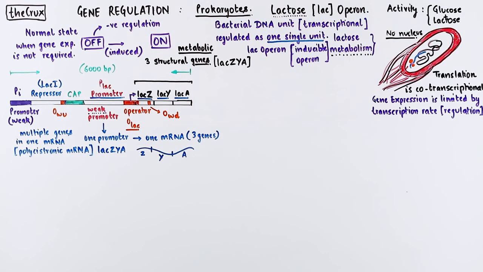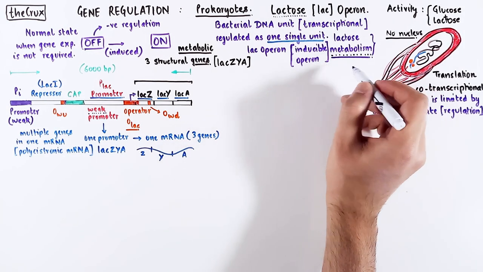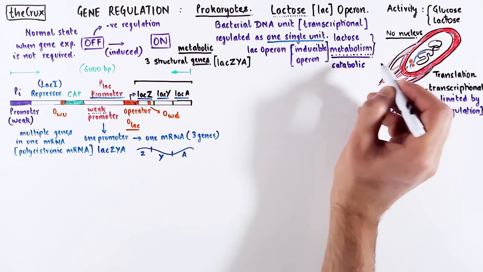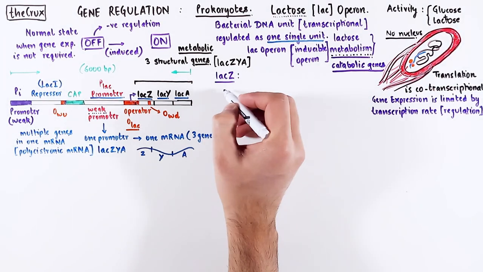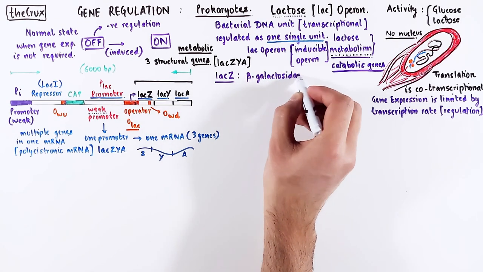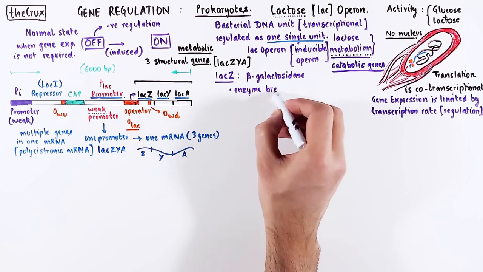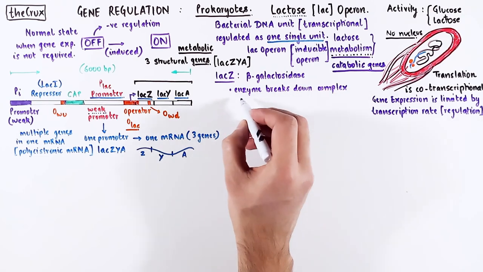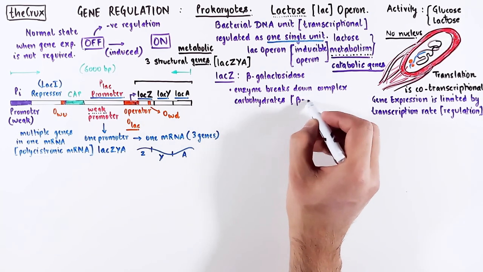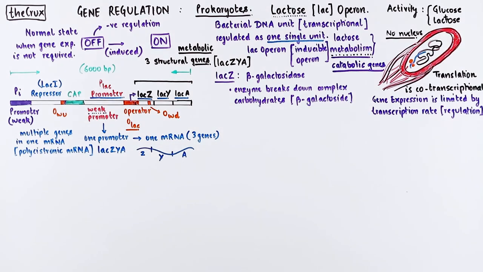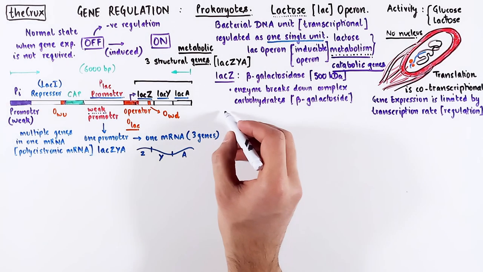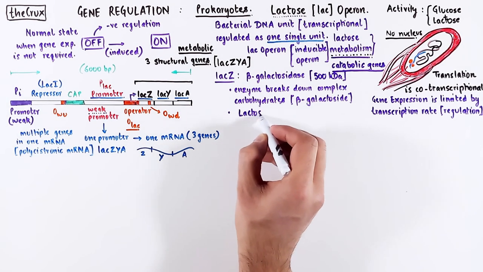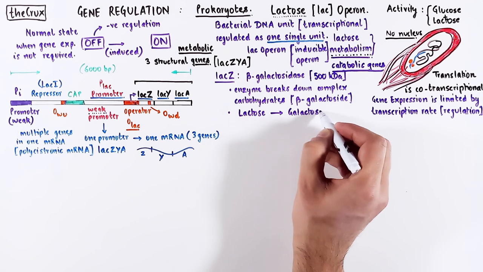Let's now take a look at these three genes. Since we said that these three genes are involved in lactose metabolism or lactose breakdown, these genes are catabolic genes. The first one, LacZ, encodes for a beta-galactosidase, which means that it codes for an enzyme that breaks down or metabolizes complex carbohydrates, specifically the beta-galactosides. This gene is the largest of these three genes, and the enzyme weighs around 500 kilodaltons. In context of Lac Operon, it breaks down lactose into galactose and glucose.